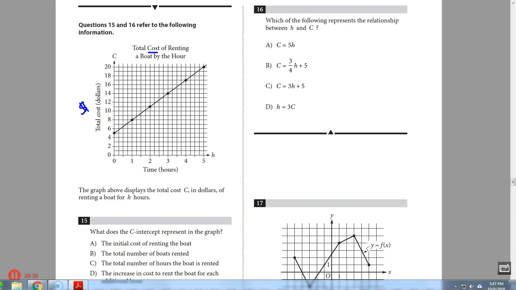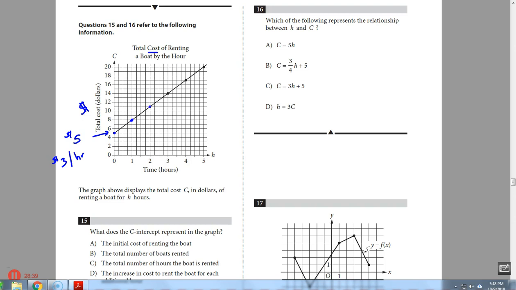So reading the chart, if I rent it for 0 hours, meaning I haven't even started yet, it looks like it's going to cost me $5 just to rent the boat. I haven't even taken it out for any time yet. Well, then at 1 hour, if I keep it out for 1 hour, it moved up to $8. So it looks like it's $3 per hour. And then over here, it looks like at 2 hours, it's up to $11.